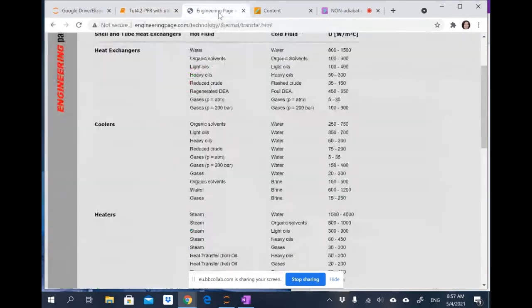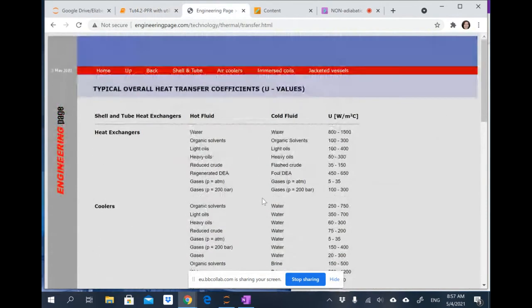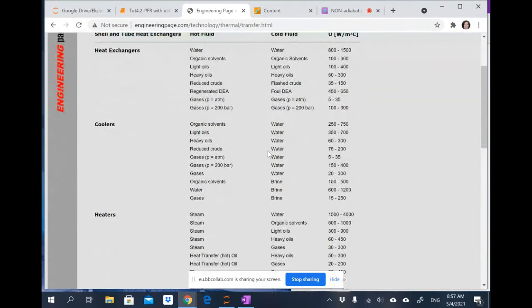Then there are lots of references where you can find typical values. So this is what I Googled, typical overall heat transfer coefficient values. That's what I asked Google to find me. And of course, you will corroborate that by more academically acceptable sources, like looking in your Perry or in Coulson and Richardson, your design textbooks.